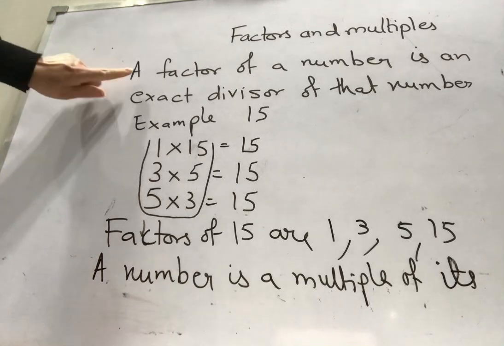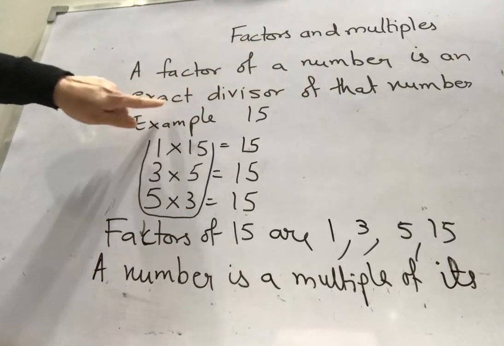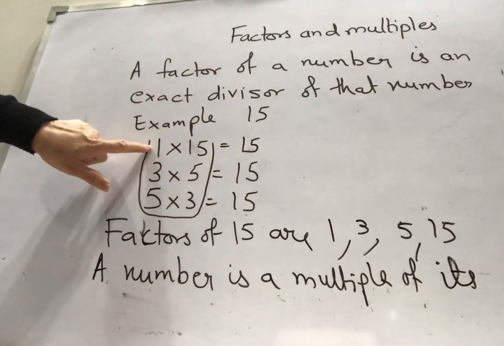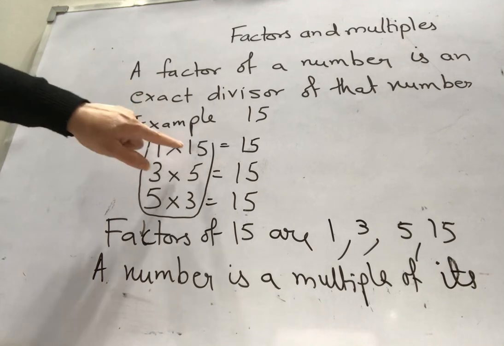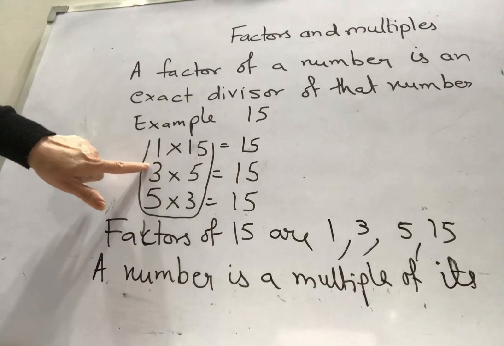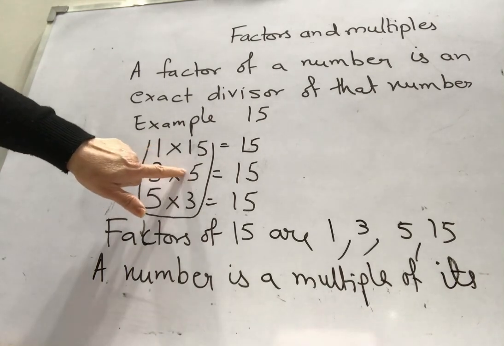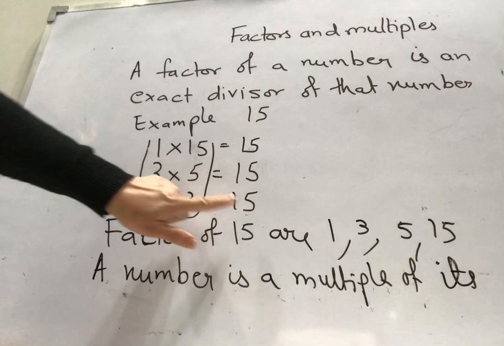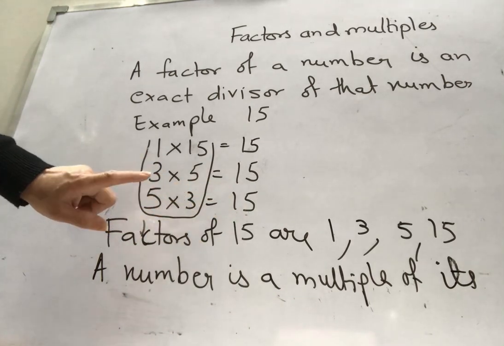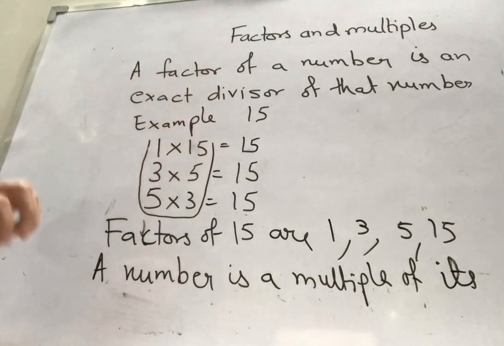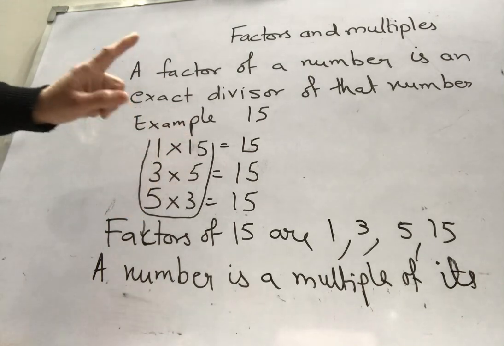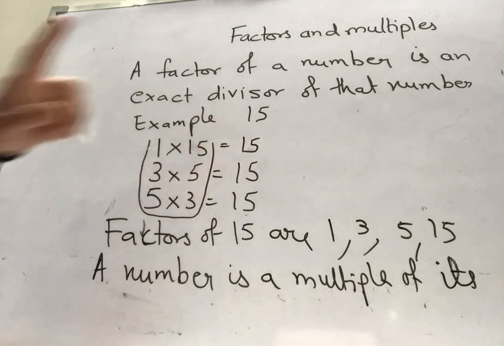I am repeating once again. A factor of a number is an exact divisor. What do you mean by exact divisor? If I divide 15 by 1, there will not be a remainder. I'll get my quotient as 15. If I divide 15 by 3, my quotient will be 5. So no remainder. If I divide 15 by 5, I'll get my quotient as 3. So again no remainder. So exact divisor means your remainder is 0. So a factor of a number is an exact divisor of the given number.